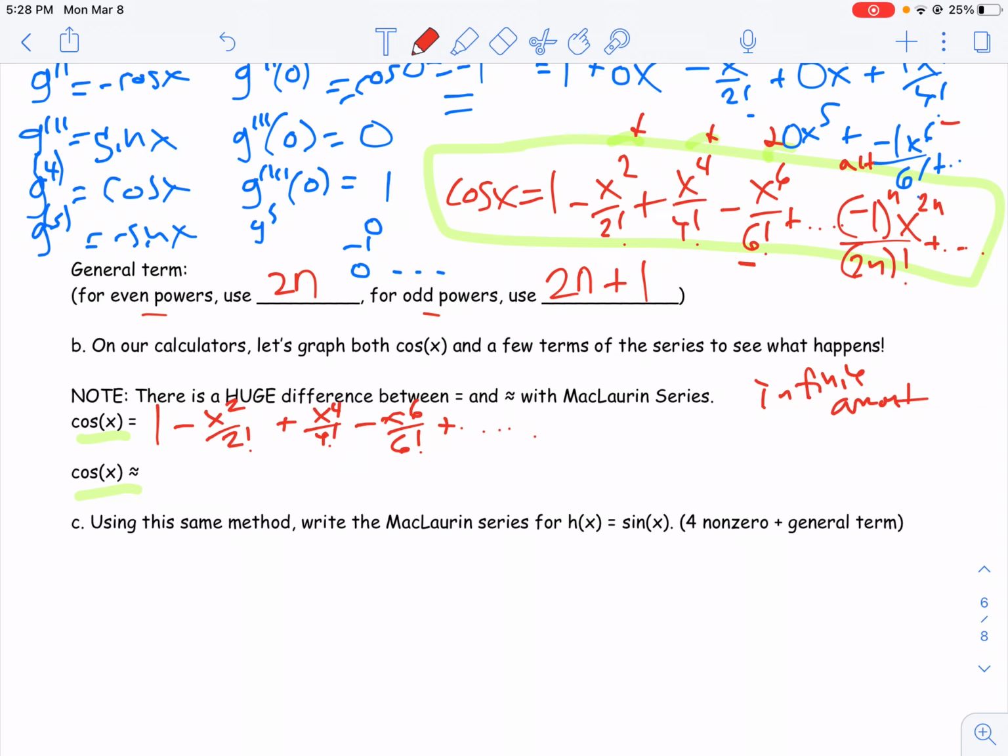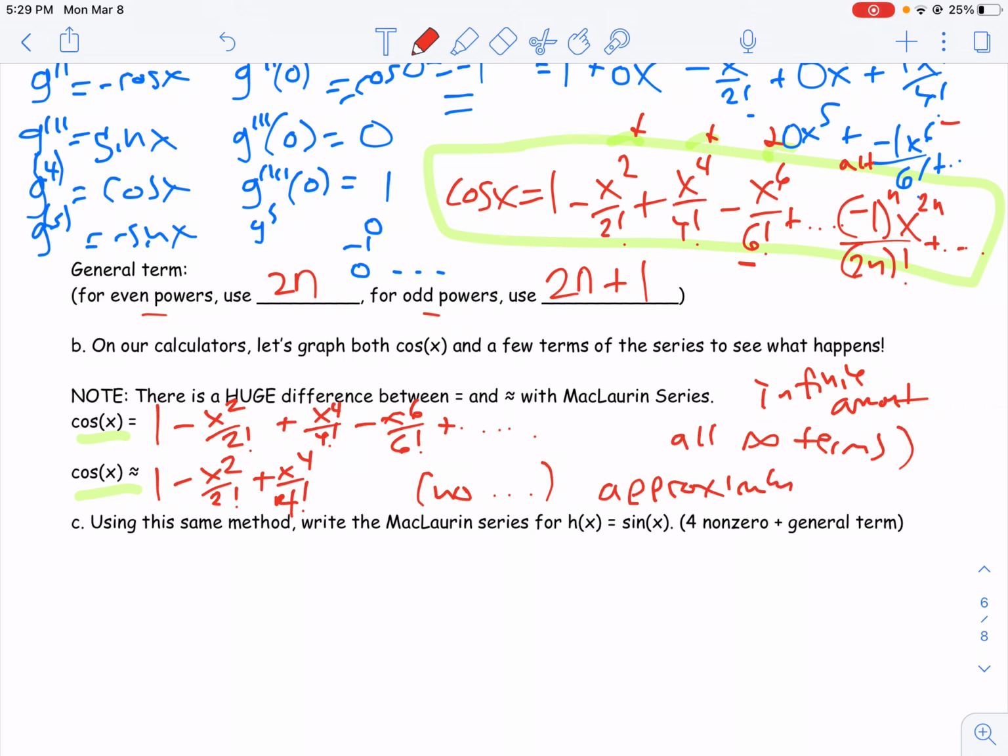But if you just look at the first couple terms, cosine x is just approximately 1 minus x squared over 2 factorial plus x to the 4 over 4 factorial. So if I have no dot dot dot at the end, it's just an approximation. If I actually have all infinite terms, because this is not just 3 terms, but all infinite terms, it is a true equal sign. Cosine x is equal to that infinite Maclaurin series.